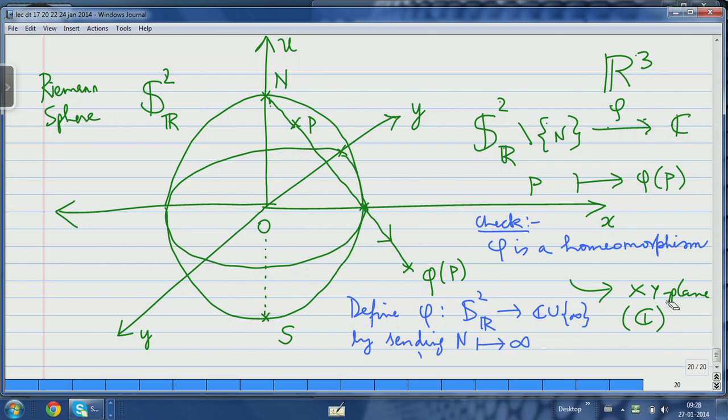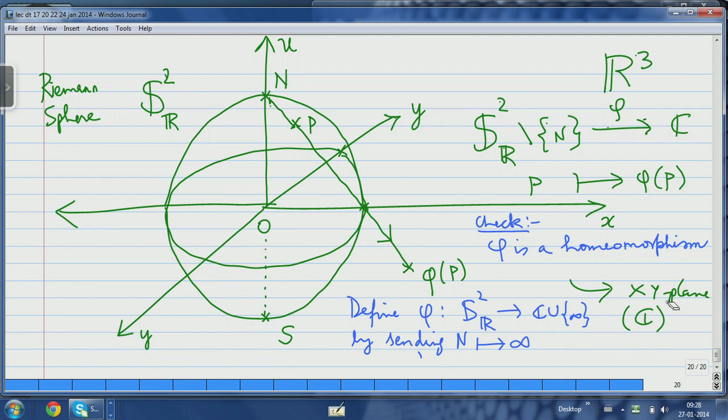Let me draw attention to this diagram that I was drawing towards the end of the last lecture. Here is the three-dimensional real space R3, and you have the xy plane, which is being thought of as the complex plane. Instead of the usual z axis, I am calling it the u axis, perpendicular to the xy plane, because I want to reserve the symbol z for x plus iy.